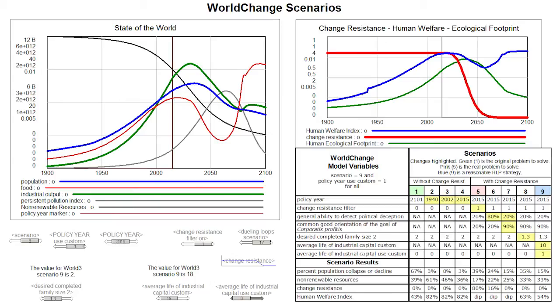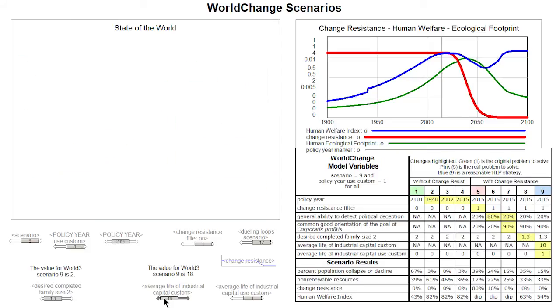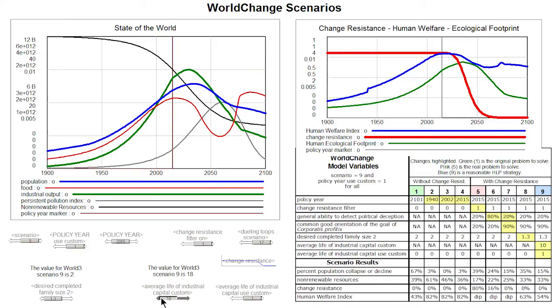In the World 3 model, the solution included an average life of industrial capital of 18 years. Suppose we reduce that to 10 years. Let's first turn this on, and now start reducing it. And watch the black line, non-renewable resources, get better and better and better until we finally reach 10 years.